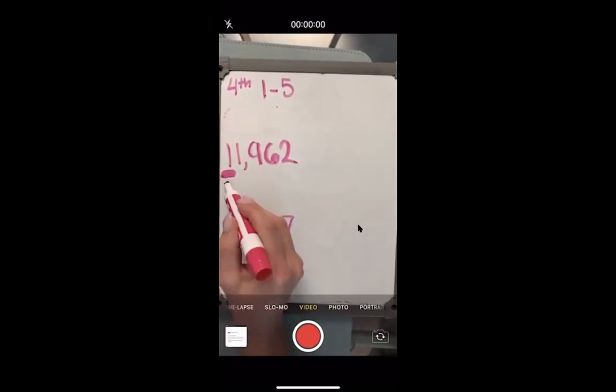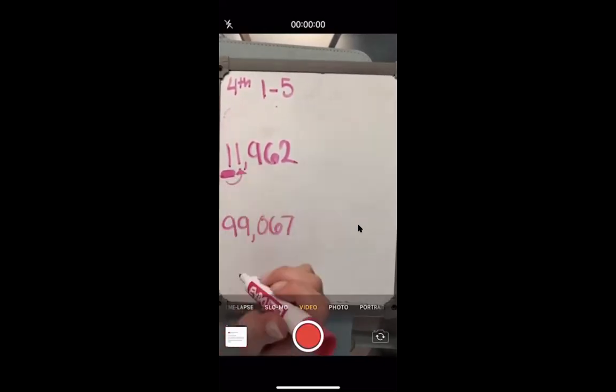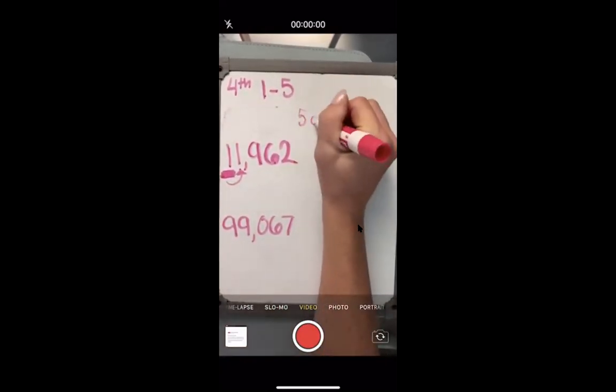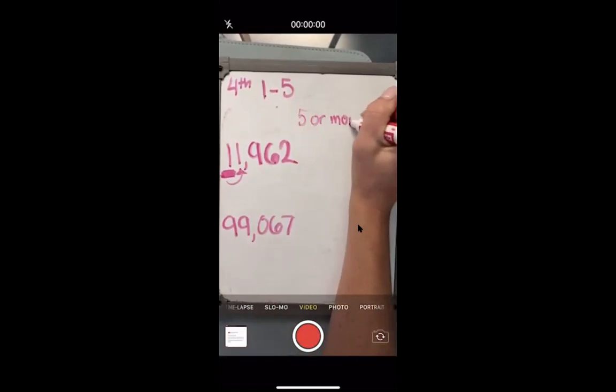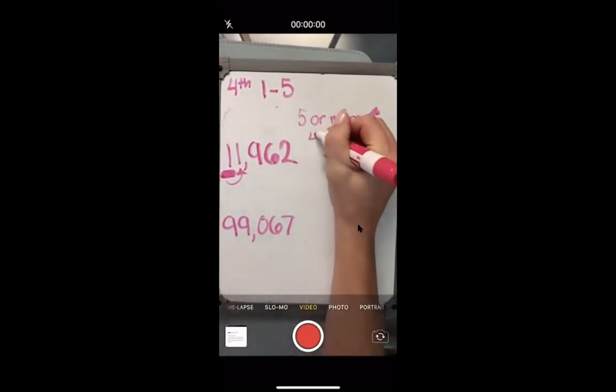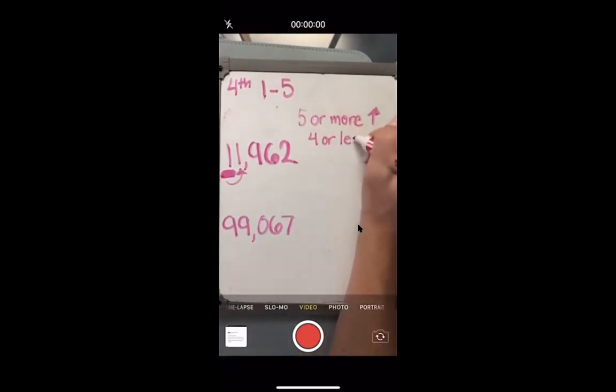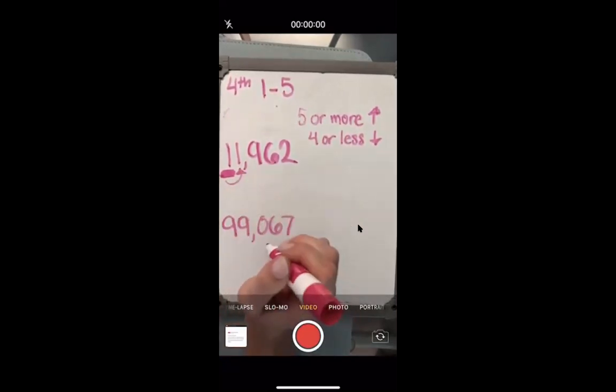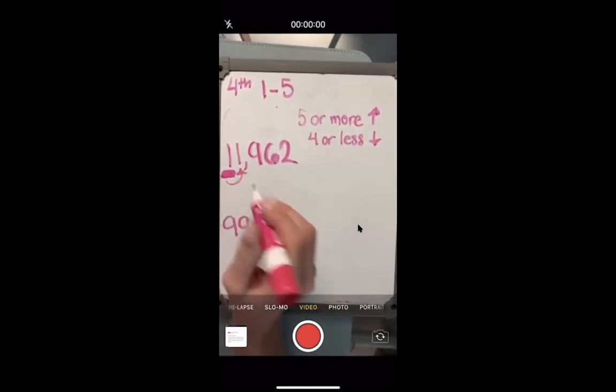Because I'm rounding to the 10,000s, I start at my 10,000s. I go to my next smallest place value, which in this case is my thousands, and it's a 1. I know that if it's 5 or more, I'm going up. If it's 4 or less, I'm rounding down. So in this case, I can stop right here. When I was comparing numbers, I sometimes had to go a little further into my place values, but in this case, I can stop right here.